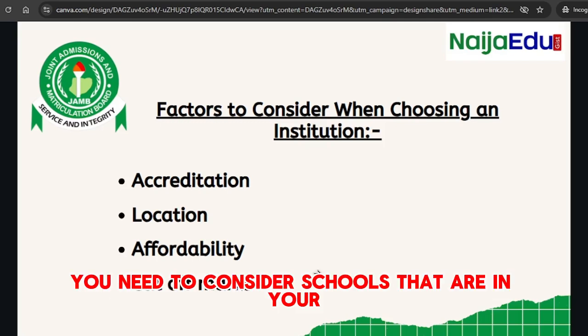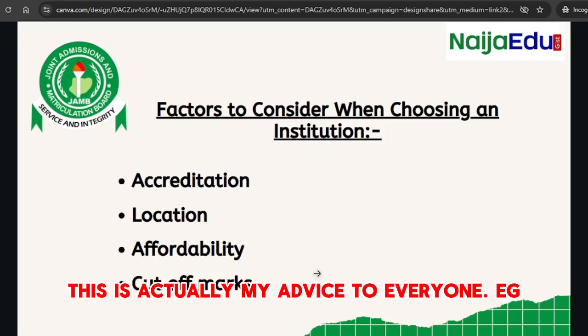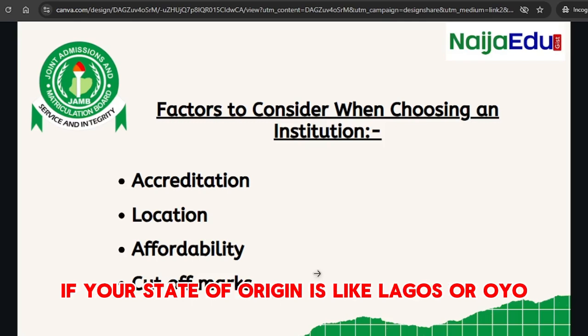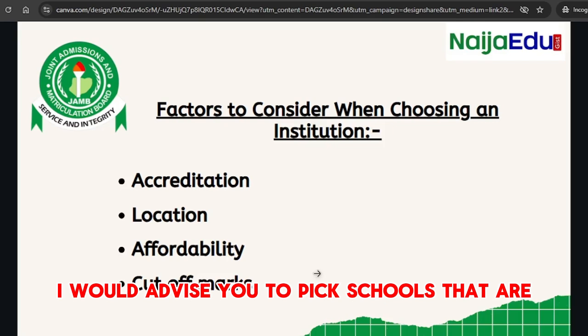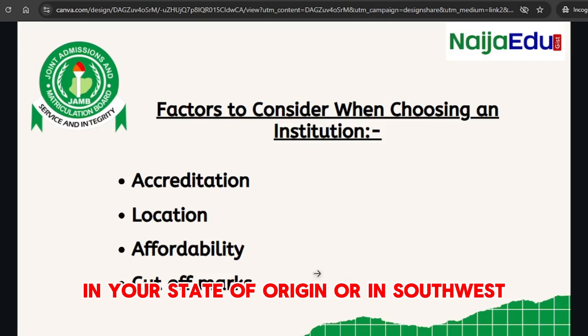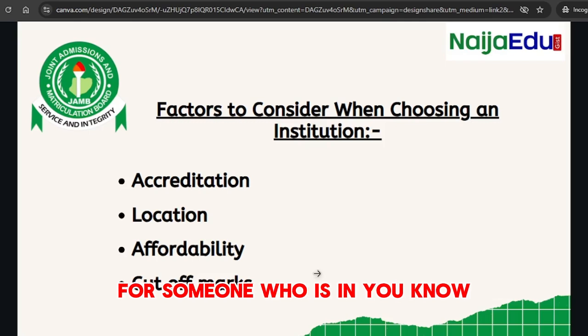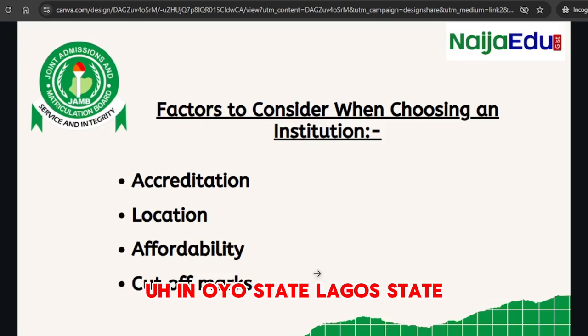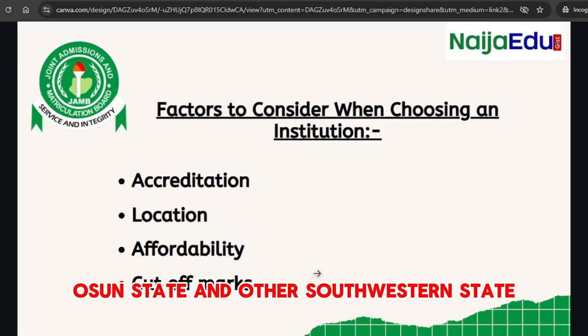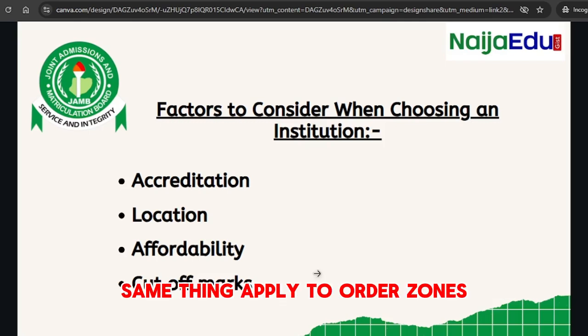You need to consider schools that are in your geopolitical zone. This is actually my advice to everyone. So for example, if your state of origin is Lagos, I would advise you to pick schools that are in your state of origin or in the Southwest, for someone who is in Oyo State, Lagos State, Osun State, and other southwestern states. The same thing applies to other zones.